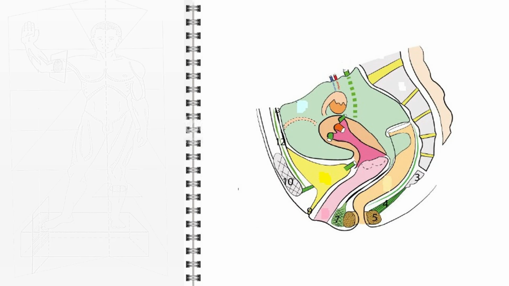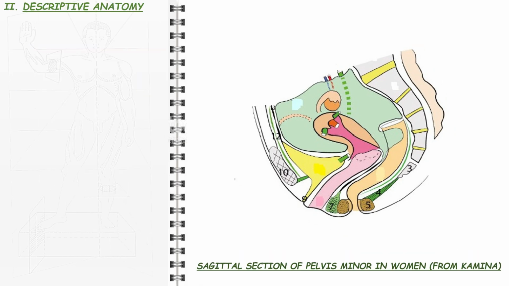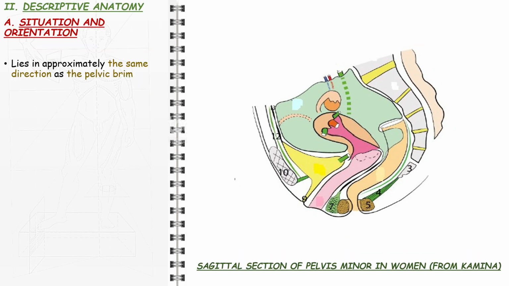The vagina is a distensible fibromuscular tube in the midline of the pelvic floor and pelvic cavity. It belongs to the female internal genital organs and constitutes the copulatory organ in women and the main support system of the pelvic organs. The vagina lies in approximately the same direction as the pelvic brim, crossing, backwards, the vertebra S3 and forming with the horizontal an angle of 50 degrees in decubitus position and 30 degrees in standing position, and with the axis of the cervix an angle of 90 degrees.